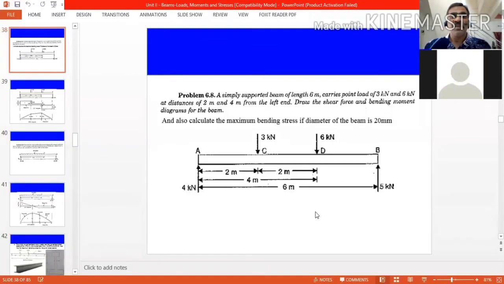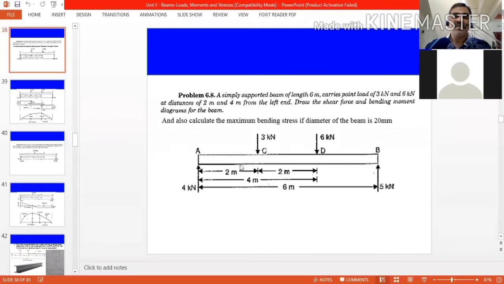When a simply supported beam is subjected to point loads, how to calculate the shear force, bending moment, and bending stress is what we are going to discuss today. So in this, read this problem. A simply supported beam of length 6 meter carries point loads of 3 kilonewton and 6 kilonewton at a distance of 2 meters and 4 meters from the left end. Draw the shear force and bending moment diagram for the beam.